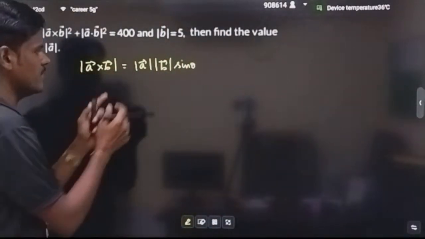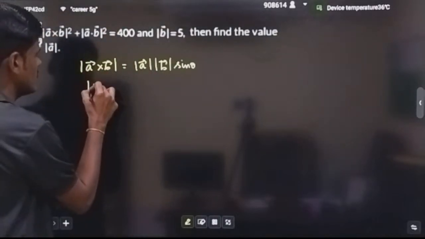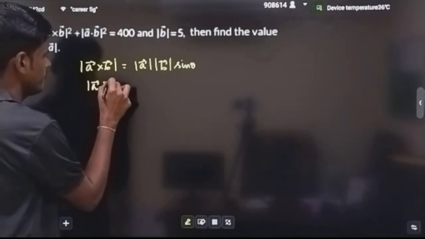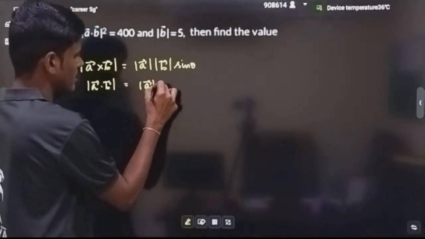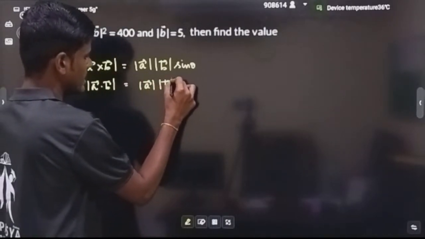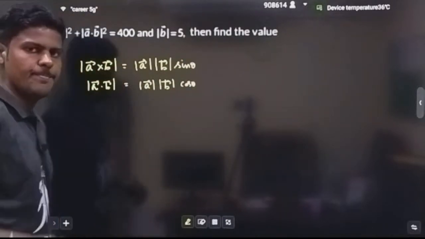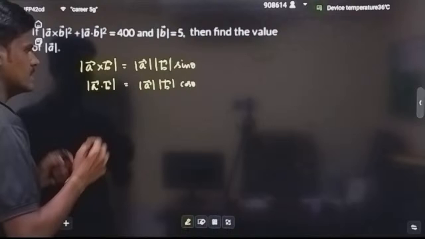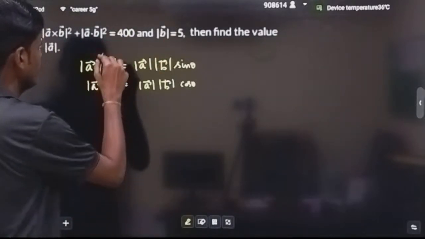So modulus a cross b value will be mod a mod b sin theta. Similarly, what is modulus of a dot b? a dot b will be modulus a vector, modulus b vector, cos theta. And this value should be positive, so the answer should be positive here. Okay. Now what is given?